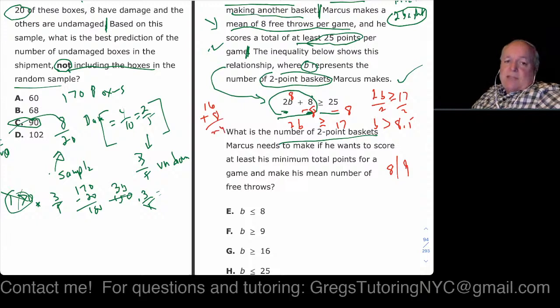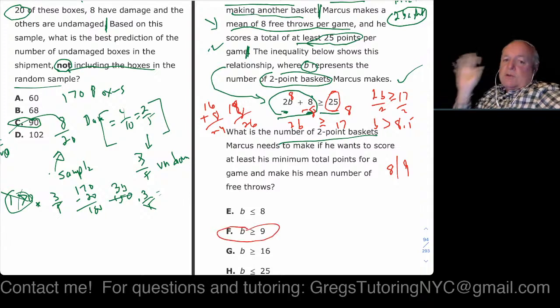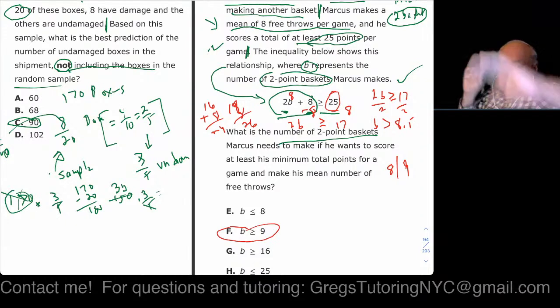So that means he has to do 9, right? If he does 9, he gets 18 plus the 8, which is 26. So therefore, the only one that's going to work is F, right? The actual answer is 8.5, but when we plug that back in, the goal is to be greater than or equal to 25. The only one that works is the 9.